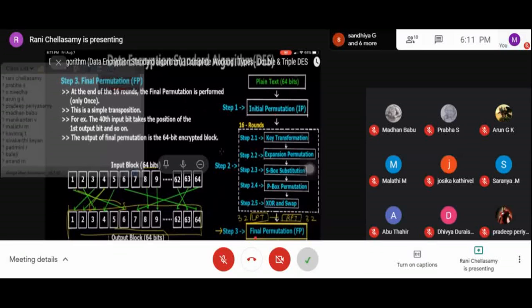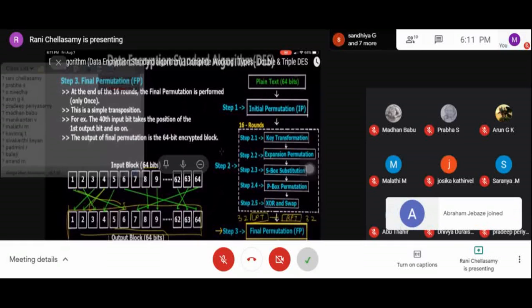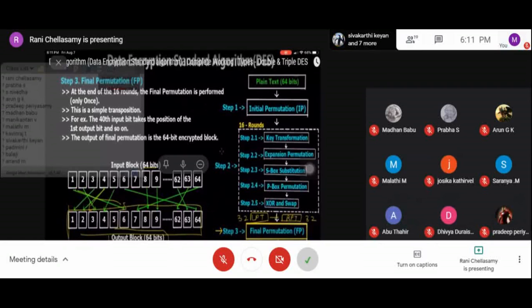Permutation, as I told, means simply swapping the bits, or transposition of the bit positions, or interchanging the bits. For example, the first bit is going to change with the 6th bit or like that. The 40th input bit takes the position of the first output bit and so on. The output of the final permutation will be 64 bits. That is your ciphertext. In this manner, you perform the Data Encryption Standard algorithm.